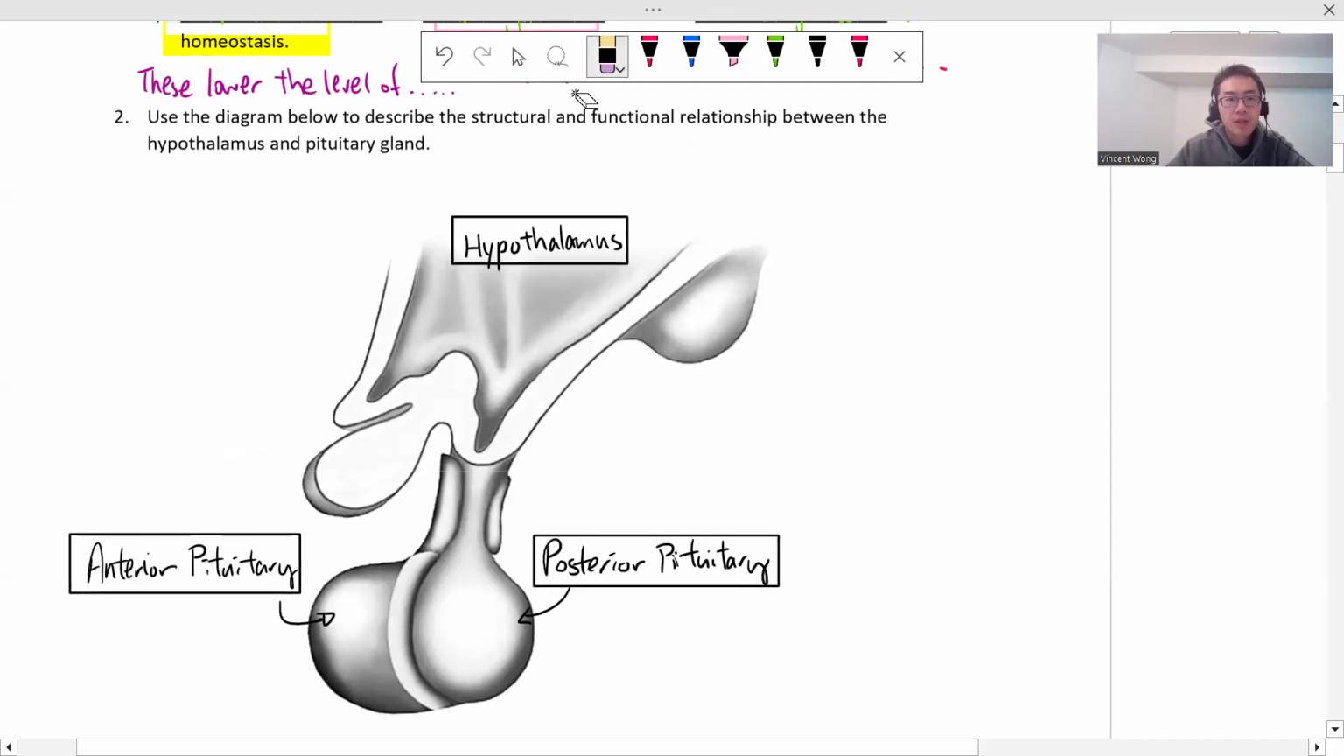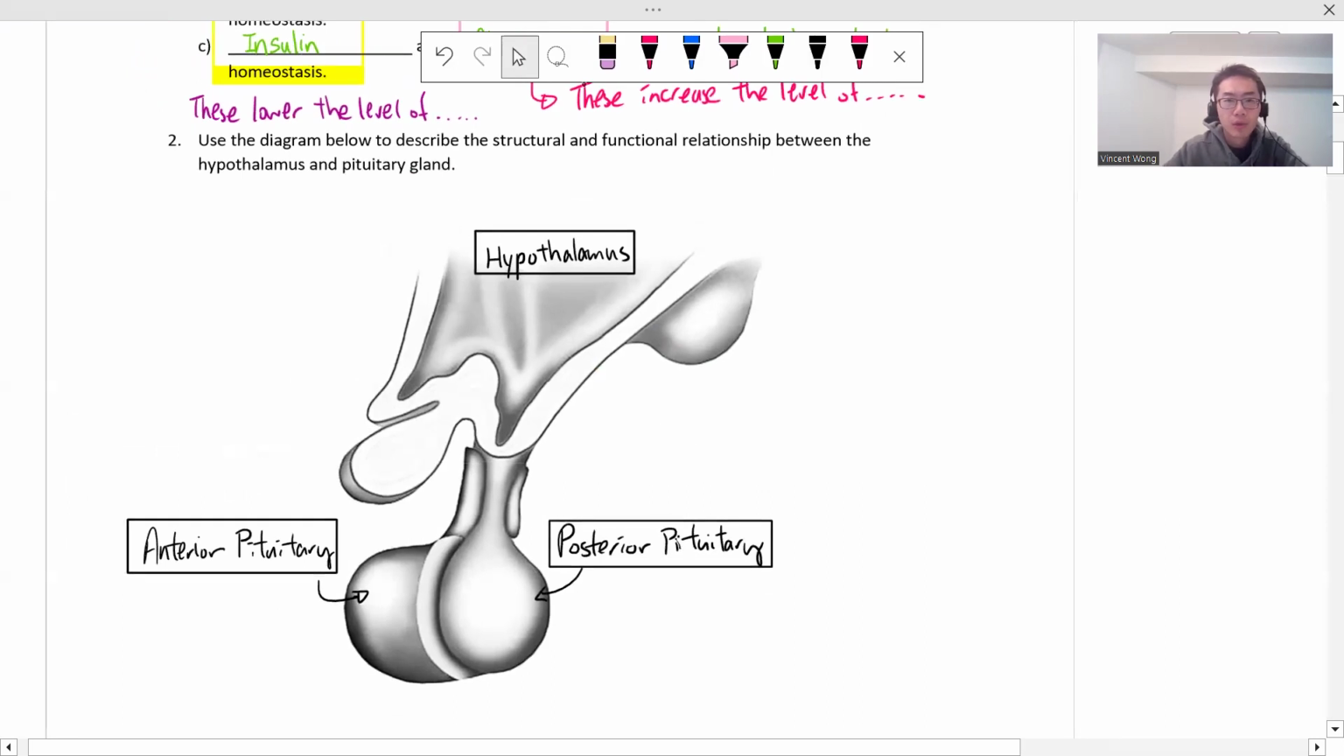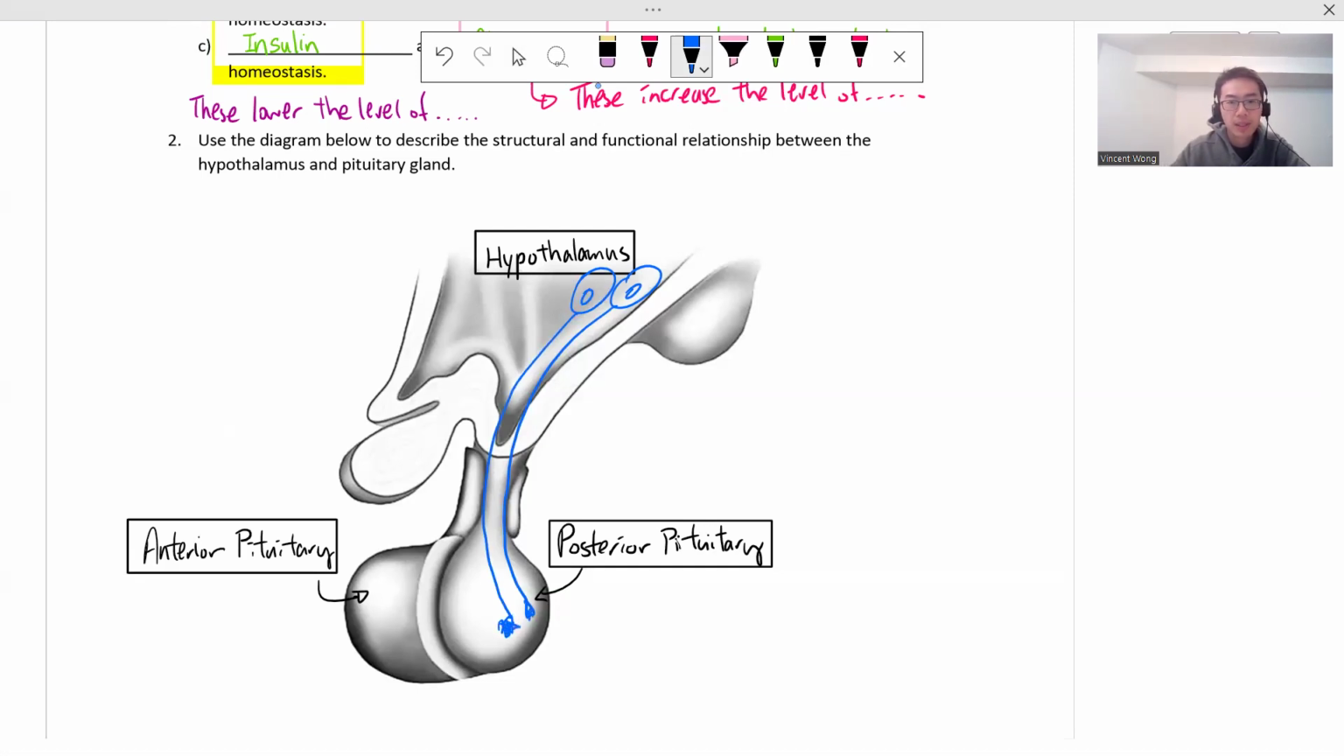And the question is asking us to describe the structural and functional relationship. Well, structurally, they're physically connected, right? Remember, I told you there are two groups of neurons. There are neurons physically connecting the hypothalamus and the posterior pituitary gland, physically connected like this. Okay, that's the axon terminal. Okay, so physical connection.